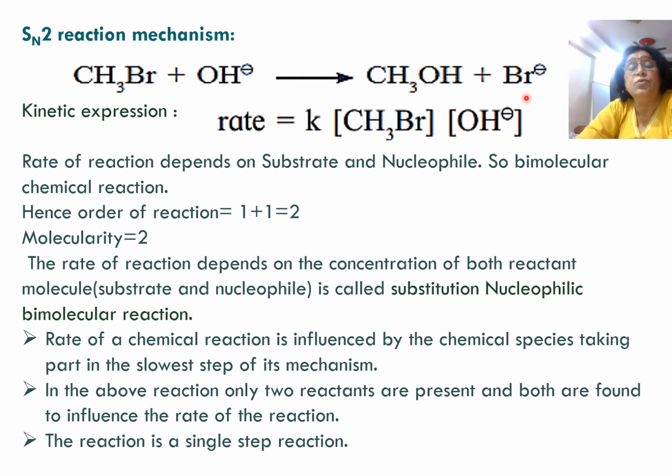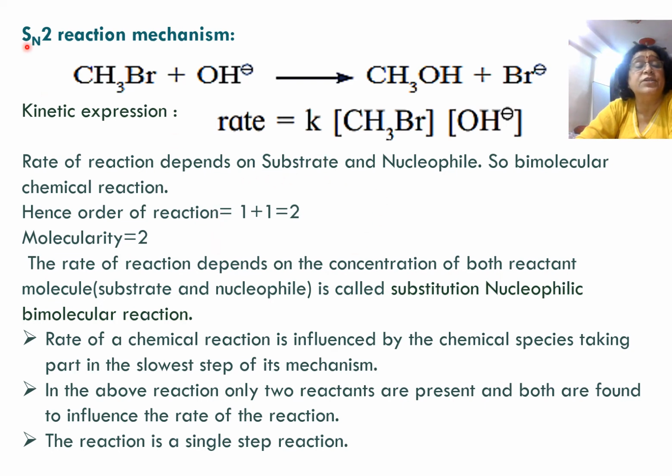Order is the power to which the concentration terms are raised. So here methyl bromide, what is the power? 1, and OH minus, what is the power? Also 1 in the kinetic expression. So order will be what? 1 plus 1, that is equal to 2. So here the molecularity is also 2 and the order is also 2.